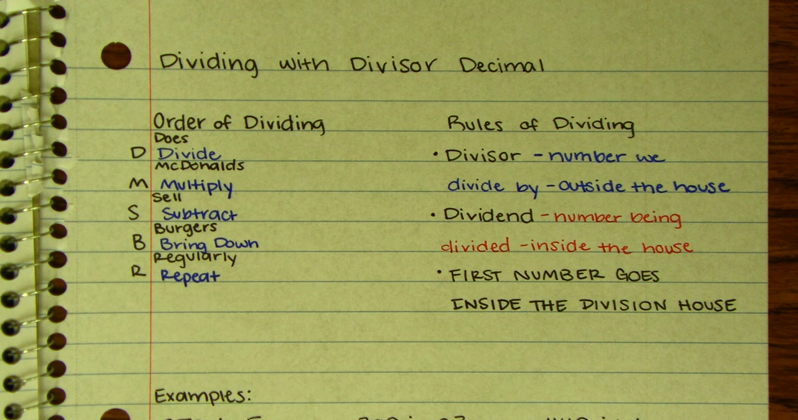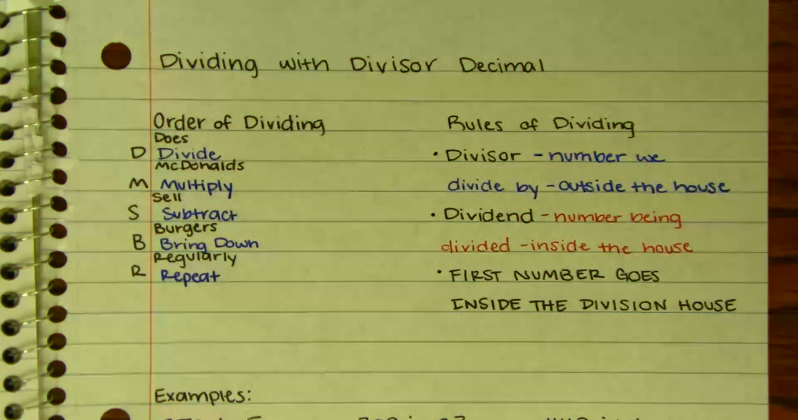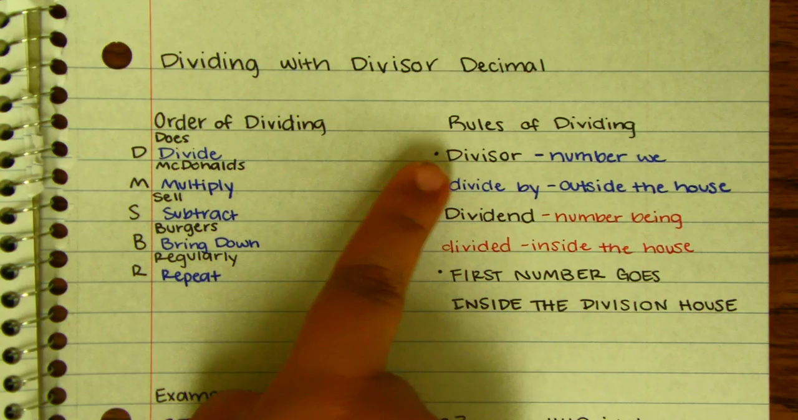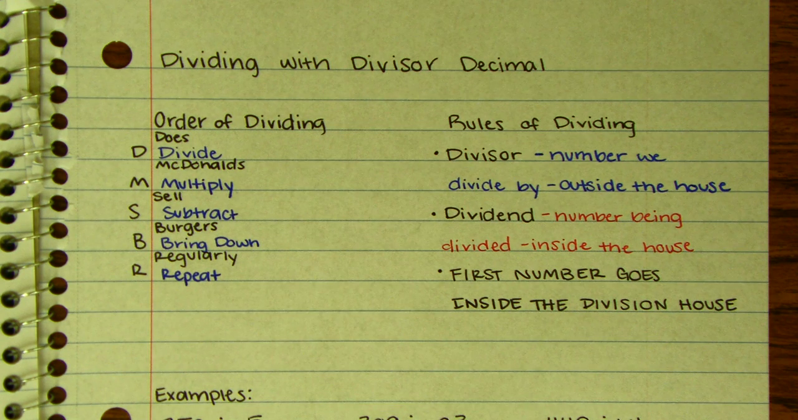On today's lesson, we are actually going to be starting to divide with decimals, and the decimal places are going to be in the divisor. So the divisor, as we remember, is the number that we are dividing by, and it's going to be outside the division house. So let's go and cover our order of dividing. We'll cover divisor and dividend one more time, and then we'll start on some examples.